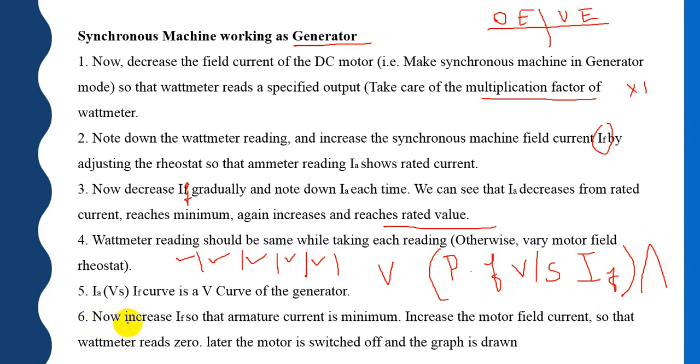Now, after the readings, we have to switch off the machine by doing the reverse procedure. Now increase the field current so that the armature current is minimum. Increase the motor field current so that the wattmeter reads 0. And bring back the synchronous speed of the motor to the initial speed of the motor. Then switch off and draw the graph using graph sheet.